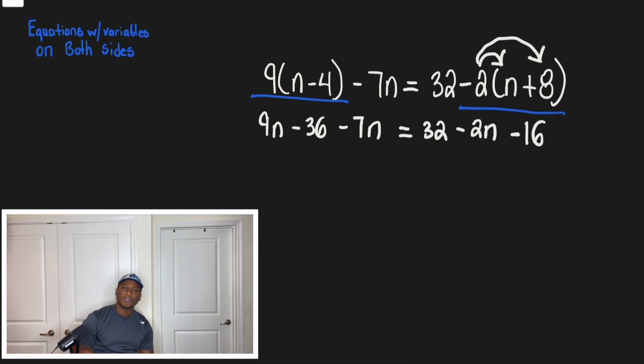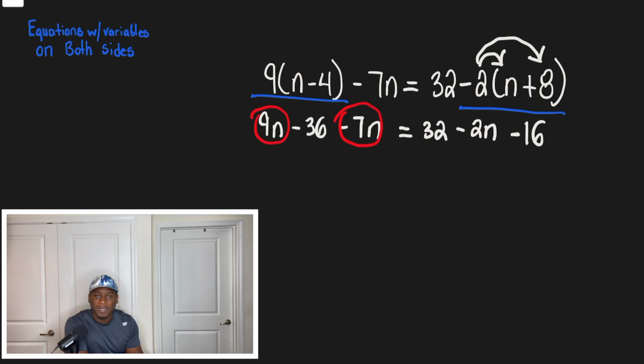Now, after the very first step of distributing, if needed, it's not always needed, we're going to then combine like terms. I tell students, combine like terms on the same side first before you start trying to move things from one side to the other. So when I look here, I'm going to combine 9n and -7n, right? So we clean up the left side and we have 2n minus 36.